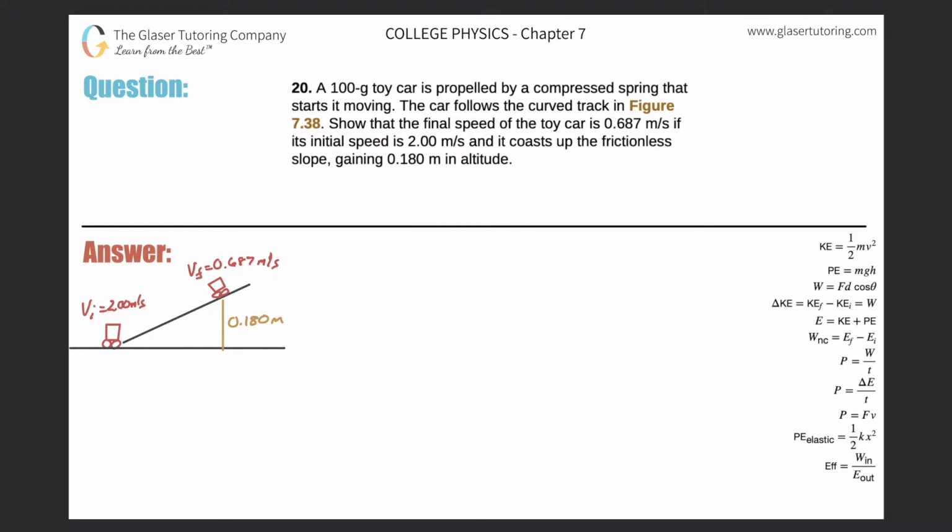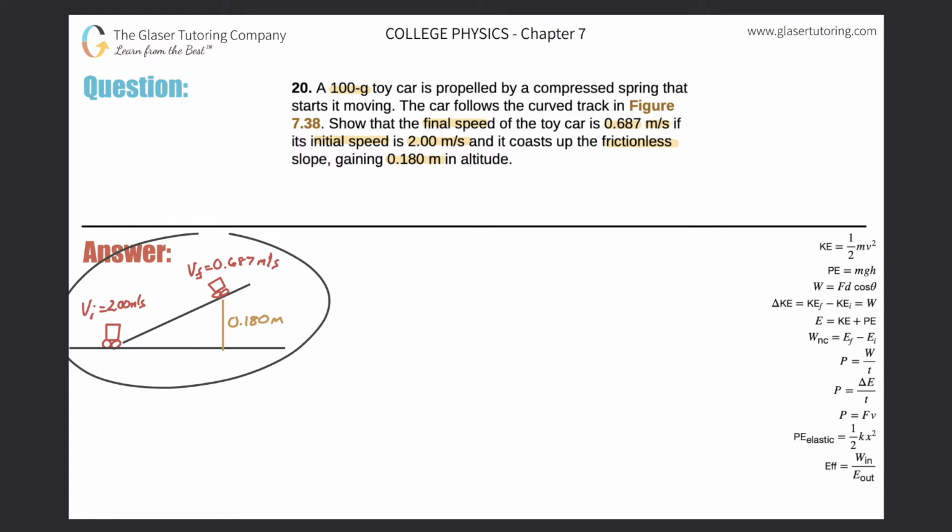Number 20. A 100-gram toy car is propelled by a compressed spring that starts it moving. The car follows the curved track in figure 7.38. Show that the final speed of the toy car is 0.687 meters per second if its initial speed is 2 meters per second and it coasts up the frictionless slope, gaining 0.18 meters in altitude.